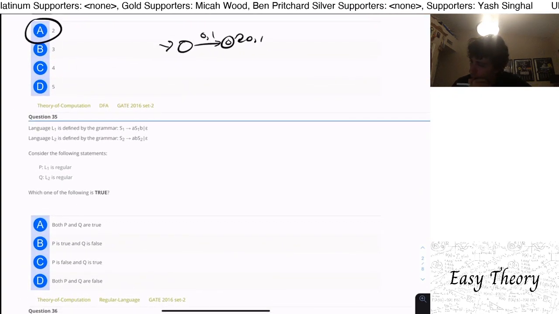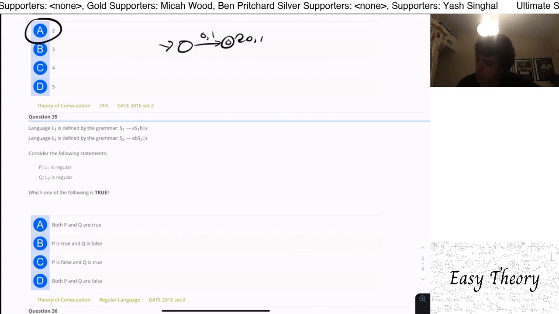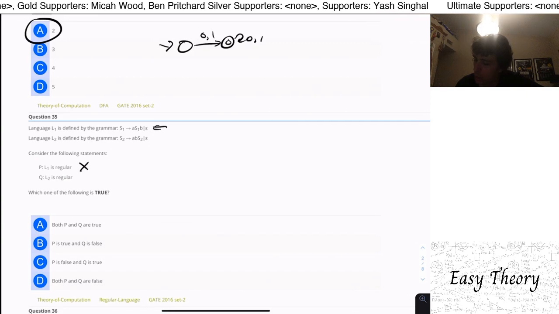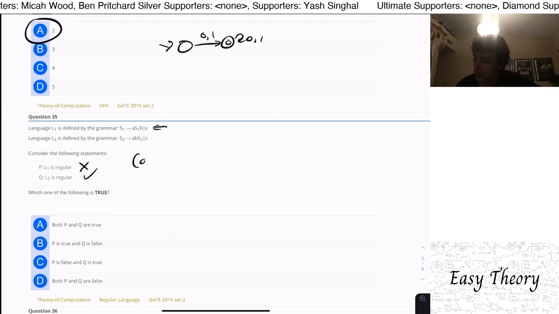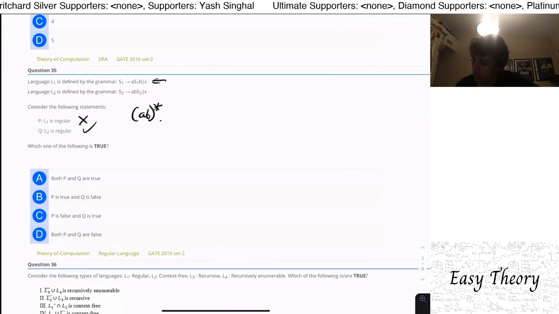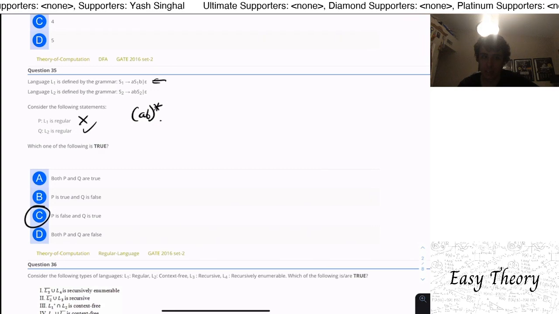Is L1 regular? No, because that's A to the n, B to the n. L2 is regular because that's just (A, B) whole thing starred, and that's a regular expression. So P is false and Q is true. So that would be C in this case.